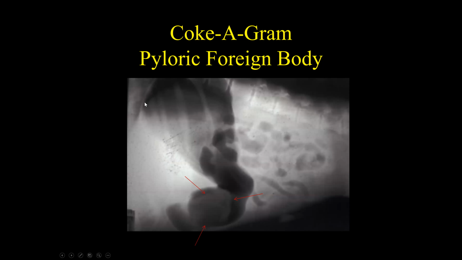Okay, so here, this is the stomach, it's got gas in it. This is a foreign object seen in the stomach right in here, and we've put gas around it, so now we can see it inside that pyloric region of the stomach. So that was a positive cocogram study.